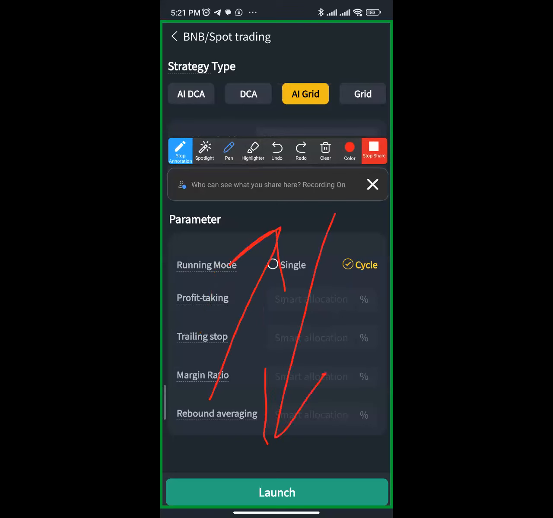So I hope we got that. Your volatile coins should stay on AI DCA, while your stable coins like Bitcoin, Ethereum, probably your BNB stay on AI grid. And AI grid is good for long-term investment. If you're an investor, you don't have time for the market, you go for AI grid, put your Bitcoin, put your Ethereum, and you're good to go on AI grid.